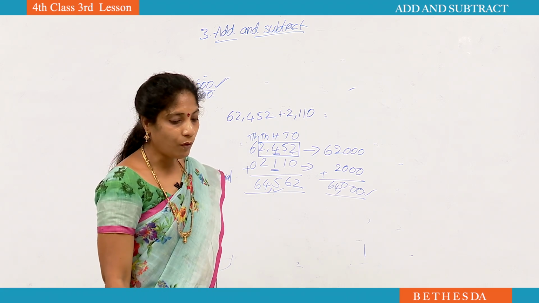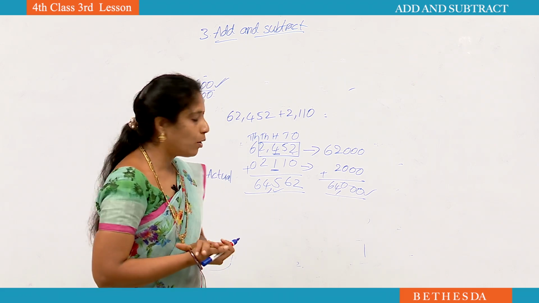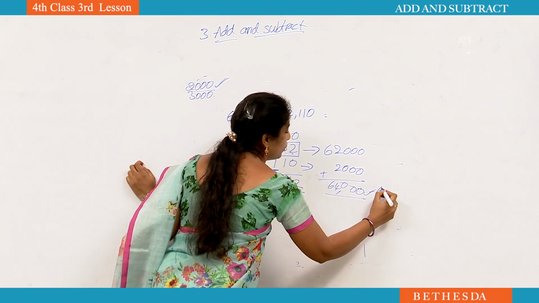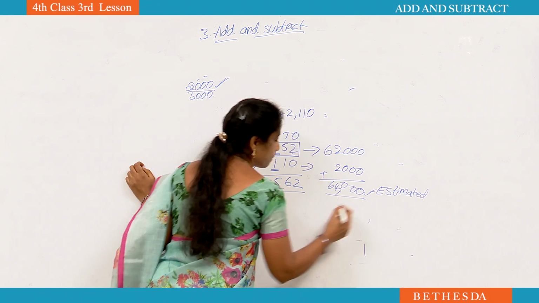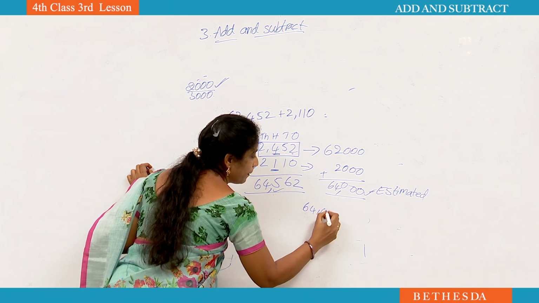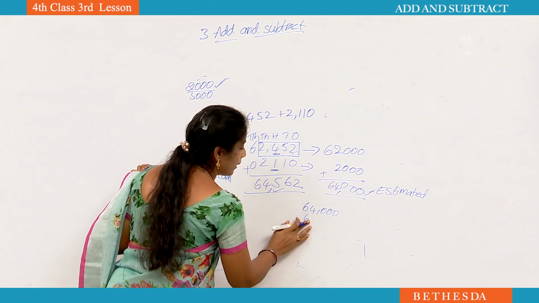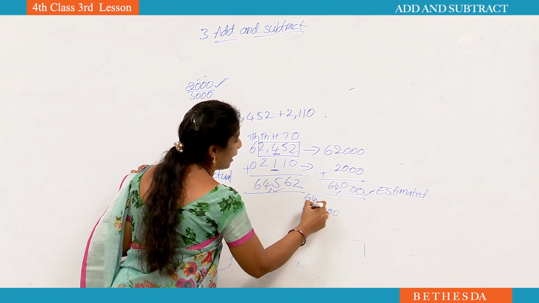See here. Now what is he asking? Find the difference between actual amount and estimated amount. What is the estimated amount? Estimated amount is 64,000. Actual amount is more than estimated. That's why you have to write up.